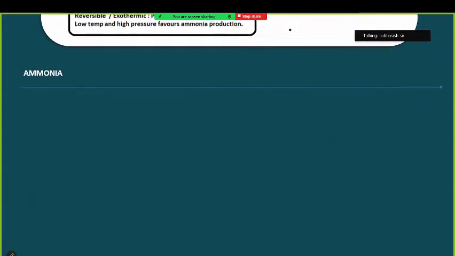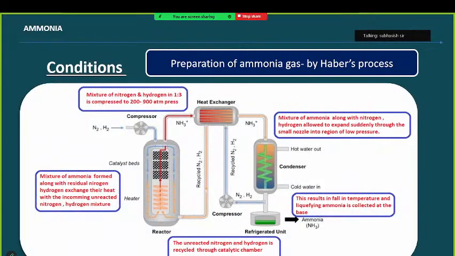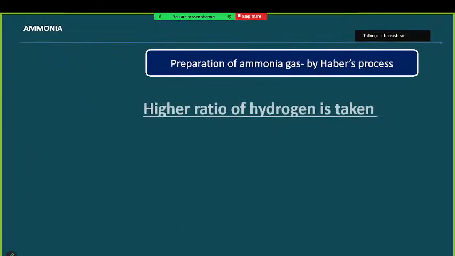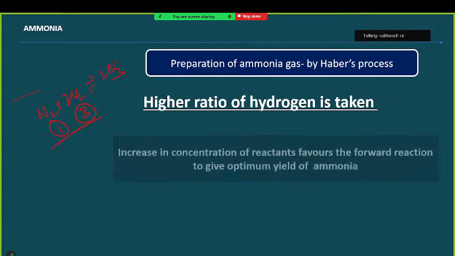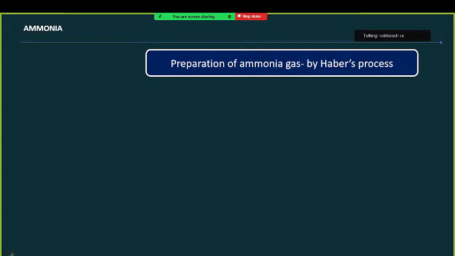So there are some important conditions mentioned here, and all the conditions are separately written in this slide. And you see why a higher ratio of hydrogen is taken: in the reaction, nitrogen plus 3 hydrogen gives 2 ammonia, so 1 mole of nitrogen reacts with 3 moles of hydrogen, and that's why a higher amount of hydrogen is needed. An increase in concentration favors the forward reaction. That's why a higher amount of hydrogen is required for this process.